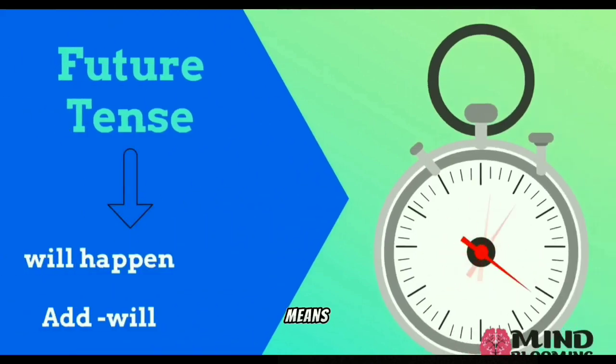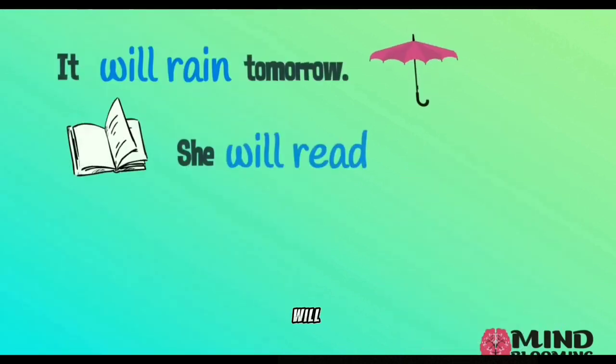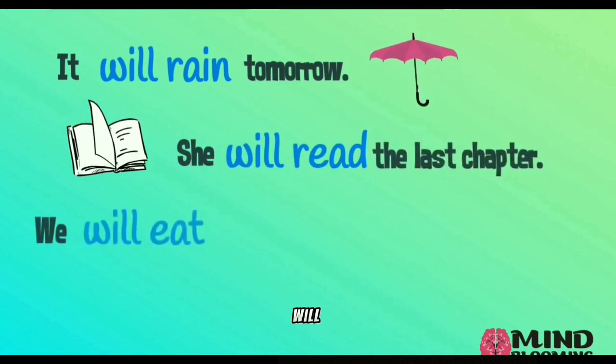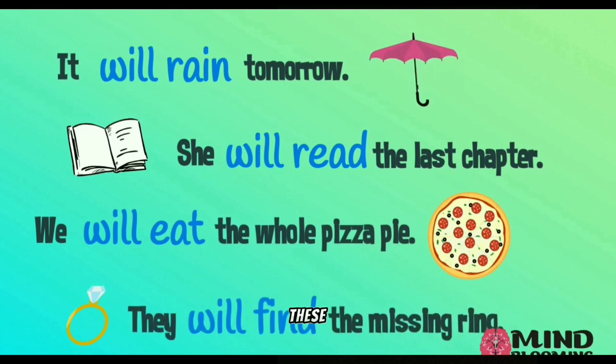Future tense means will happen, and in that case we add the word will before the verb. It will rain tomorrow. She will read the last chapter. We will eat the whole pizza pie. They will find the missing ring. For all these examples, it shows that it will happen in the future.